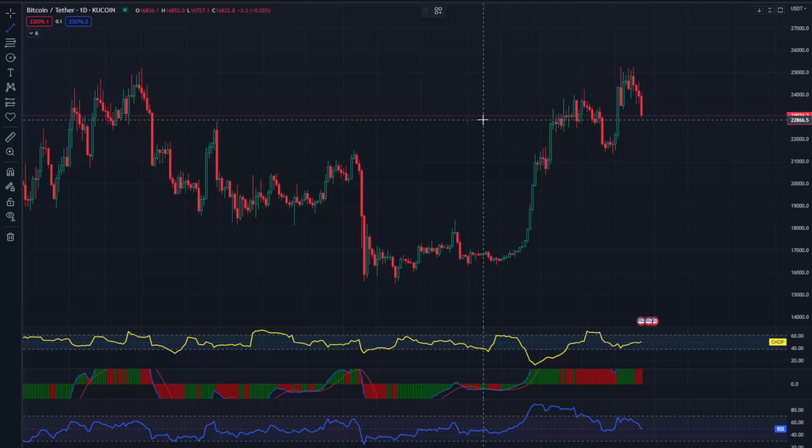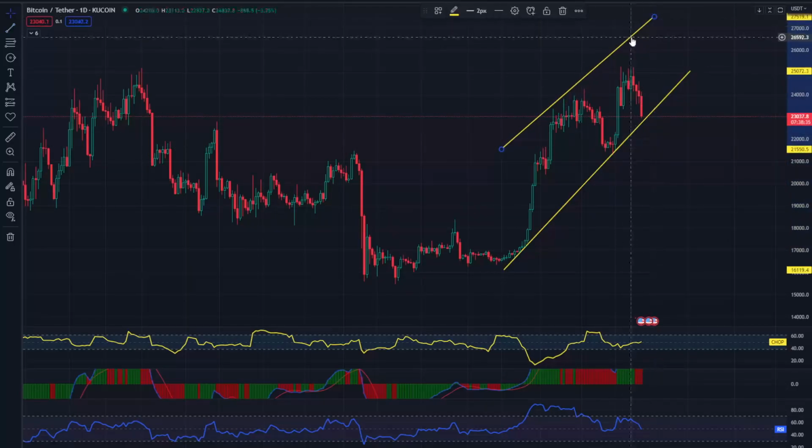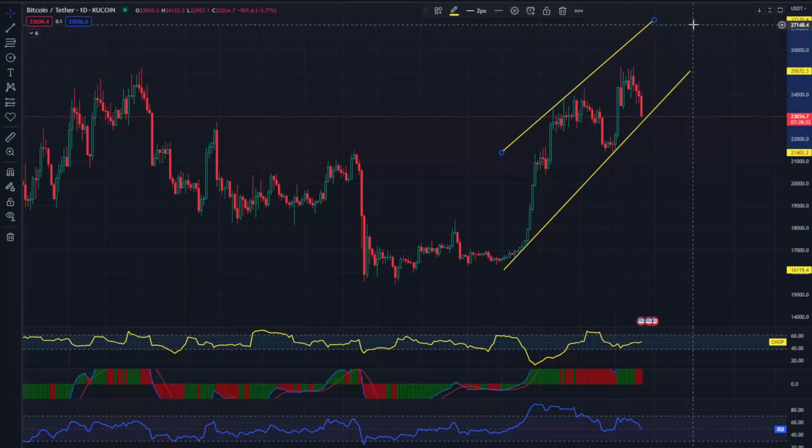Let's start by checking the current situation on the BTC pair to USDT, taking into account the one-day interval. First, we will use the yellow lines to mark the uptrend channel in which the BTC price is moving.